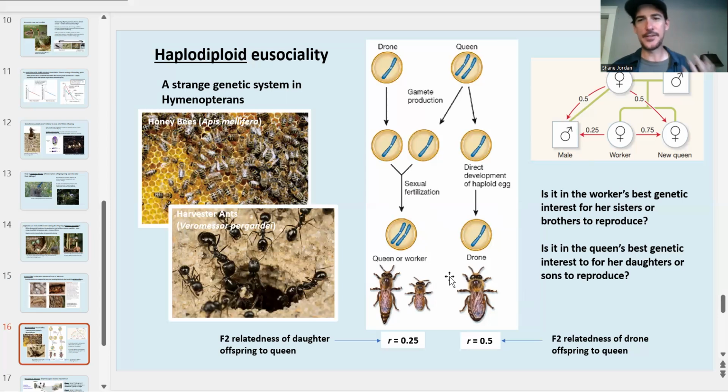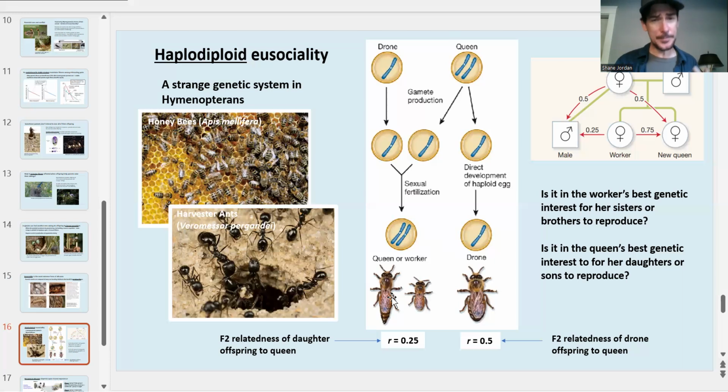And this has some interesting consequences, especially if we start looking at this from the perspective of the queen, the perspective of the drone, or the perspective of the worker. Now, these workers potentially have the chance to become reproductive. Most of them are sterile, but occasionally one of these workers will turn into a reproductive female, might end up becoming a new queen.